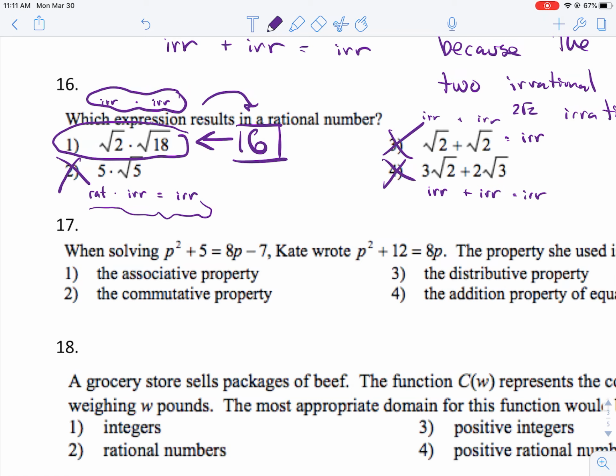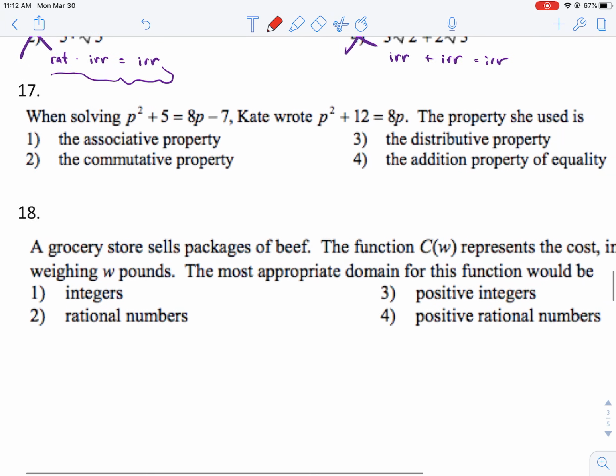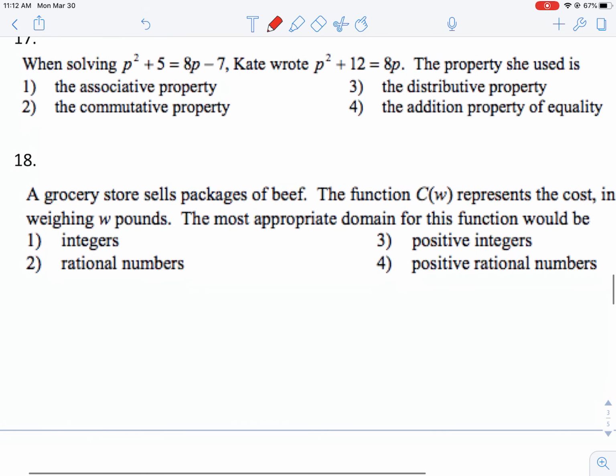The easiest way to solve those sometimes is just to plug them into your calculator. If you plug in all of these into your calculator, the only one you would get a rational number for is number 1. So if all else fails, just plug them in and see what you get. And if you get a nice whole number like we did here, then you know you found a rational number.